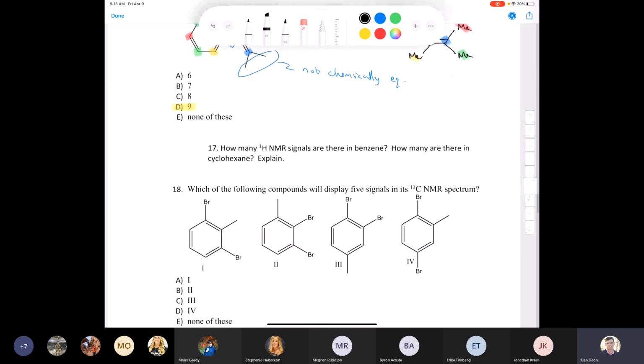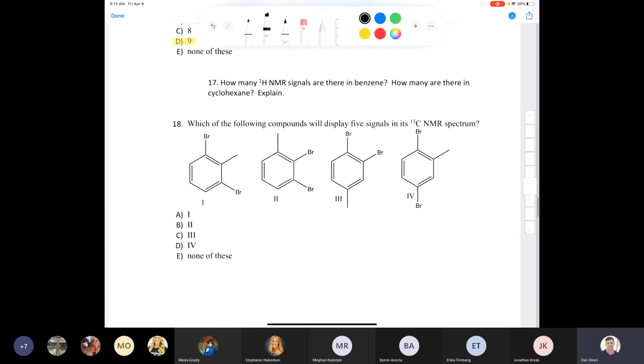We got 2 minutes left. Let's try one more problem. Let's try question number 17. I'll just throw this out here. You see, I didn't give myself a lot of space to solve that one. How many proton NMR signals are there in benzene? So benzene is C6H6, and cyclohexane is C6H12. So this is benzene, and this is cyclohexane. How many proton NMR signals are there in benzene?